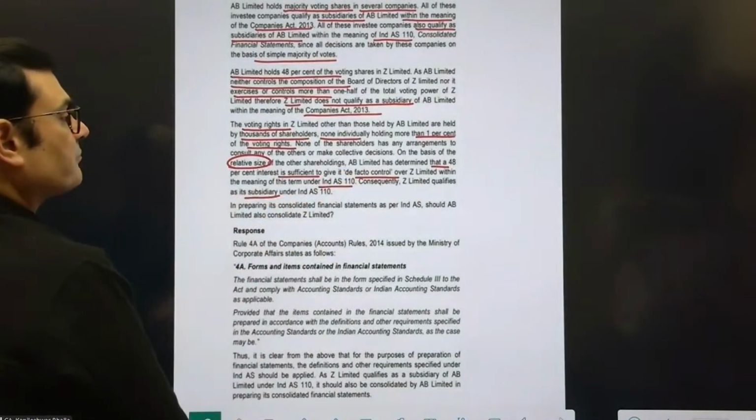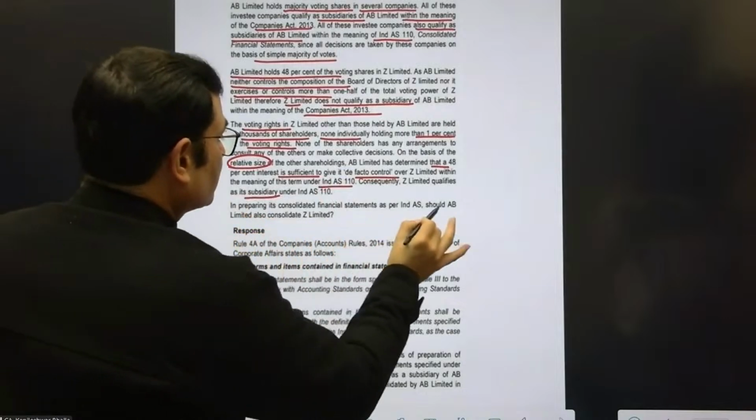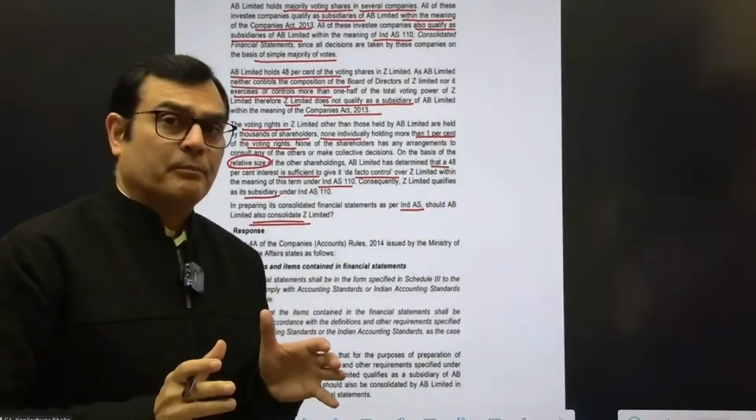Consequently, Z qualifies as a subsidiary. In preparing the financial statements as per Ind AS, should AB also consolidate Z or not? Now, in this example, you can see the contradiction very clearly. The Companies Act is saying the consolidation will not take place because it's not a subsidiary, but Ind AS is saying it is a subsidiary. So as per rule 4A, what we have seen, we will do the consolidation. So again, rule number 4A is quoted.